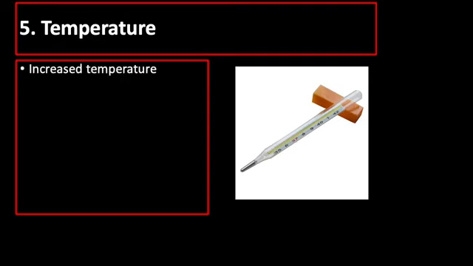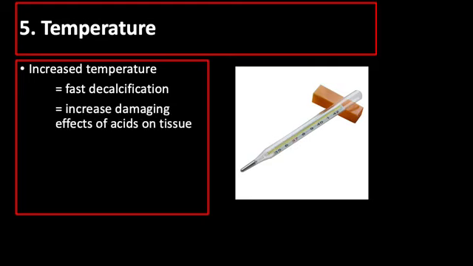Increased temperature will hasten decalcification but it will also increase the damaging effects of acids on tissue. And the optimum temperature for decalcification is 18 to 30 degrees centigrade.